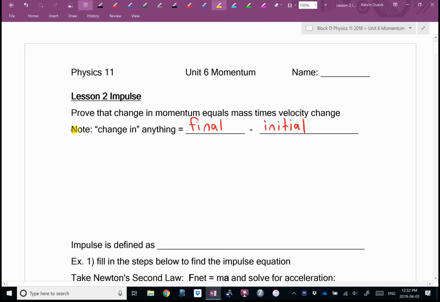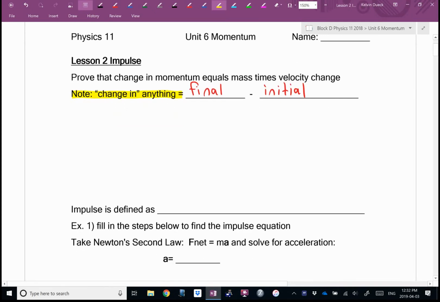It's worth highlighting that or putting a star next to it, because I am going to come back on that fairly often. What's change in anything? Final minus initial. So you know what the change in velocity is? It's the final velocity minus the initial velocity. Do you know what the change in voltage is? It's the final voltage minus the initial voltage. You know what the change in anything is? It's always final minus initial. Okay.